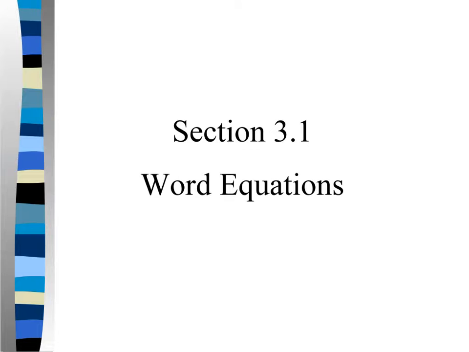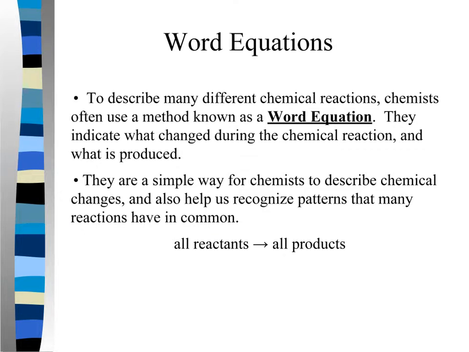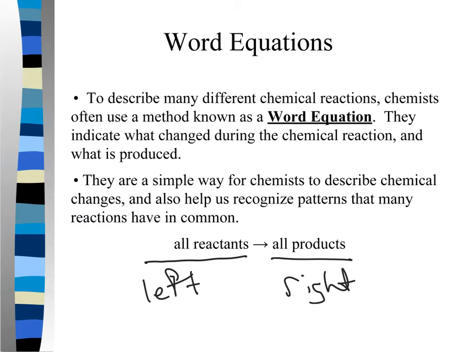So the first thing we're going to hit on is word equations. To describe many different chemical reactions, chemists use a method known as a word equation. They indicate what changed during the chemical reaction and what was produced. It is a simple way for chemists to describe chemical changes and also helps us recognize patterns that many reactions have. The way we do this is we identify all the reactants on the left, and we identify all the products on the right hand side of a reaction.